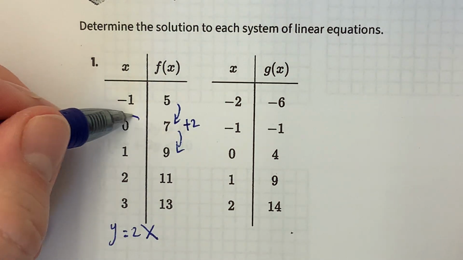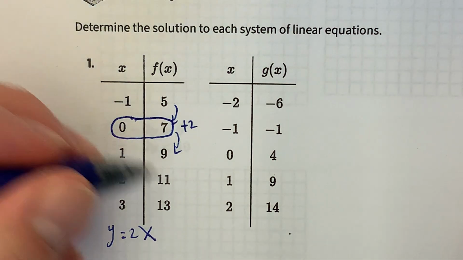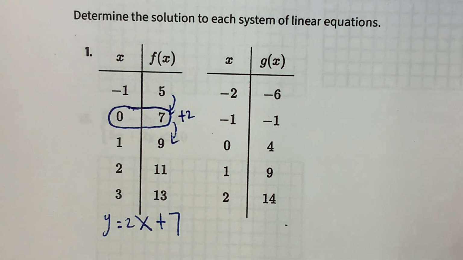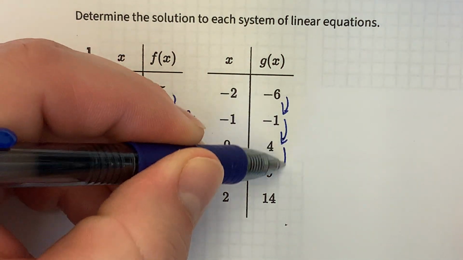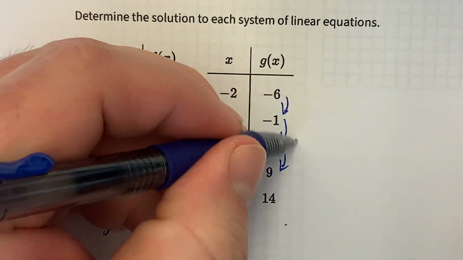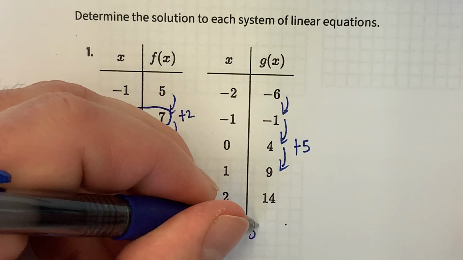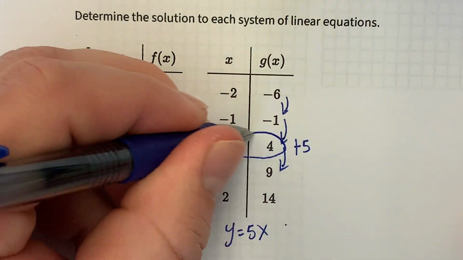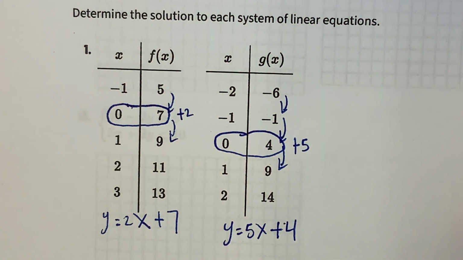And then if you look at the zero term is 7, so that means it starts at 7. And over here it looks like it is going up. Up by how much? 5. So that's y equals 5x. Can you see the 0 on here? The 0 is 4. So that would be y equals 5x plus 4.